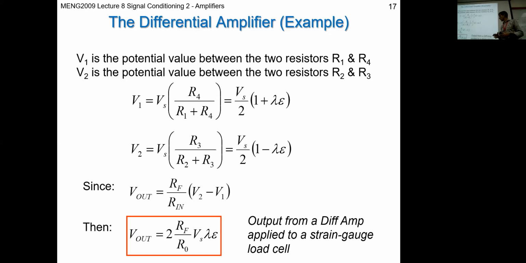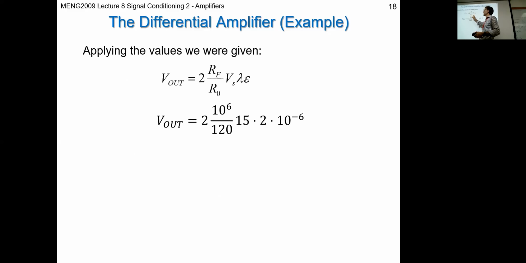So this is the output from a diff amp applied to a strain gauge load cell. It looks like that. And we got there through derivation. So now we can apply our values. RF is 10 to the 6th, 1 meg ohm, as our feedback resistor. Our base resistance was what? 120 ohms. So you see very small resistance compared to the feedback sense resistor.